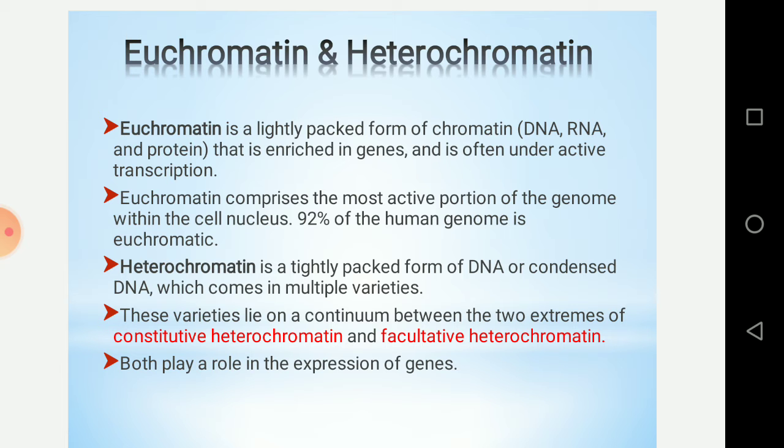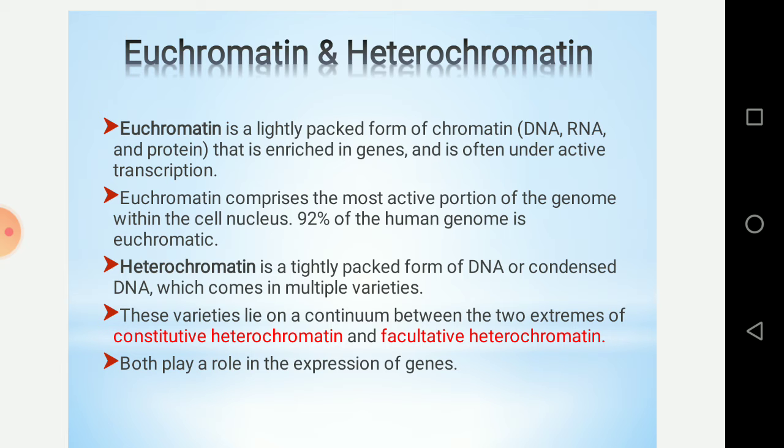Euchromatin comprises the active portion of the genome within the cell. 92% of the genome is euchromatin. So if we observe the entire human genome, euchromatin and heterochromatin regions, most of the chromosome is euchromatin, that is, 92% of the genome is euchromatin.